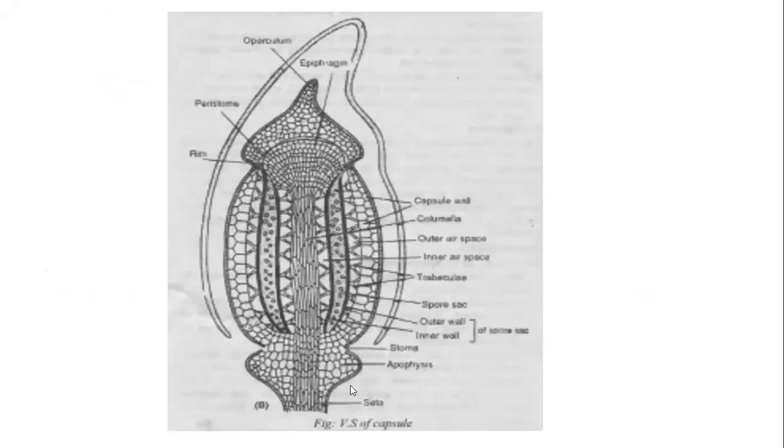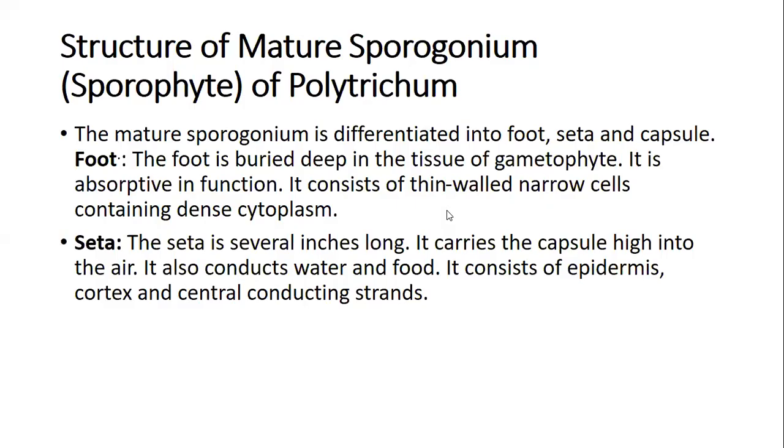This is the apophysis region, the basal part of the capsule. This middle part of the capsule, this complete part, we call the theca region. And this upper lid-like region, we call the operculum. I repeat this once again. The capsule, which is a well-developed part in Polytrichum, is divided into three regions. The lowermost region we call the apophysis. The middle fertile part we call the theca, T-H-E-C-A, theca. And the lid part of this capsule we call the operculum.